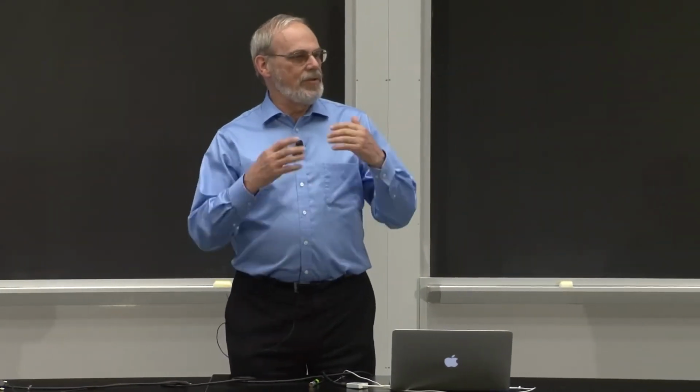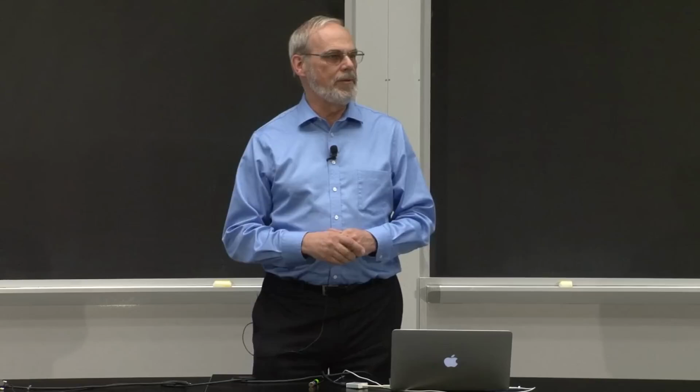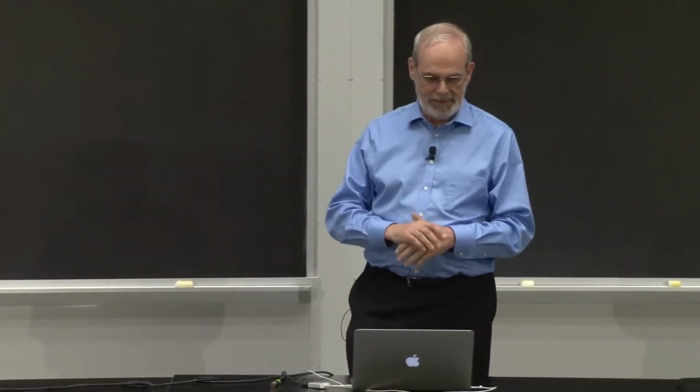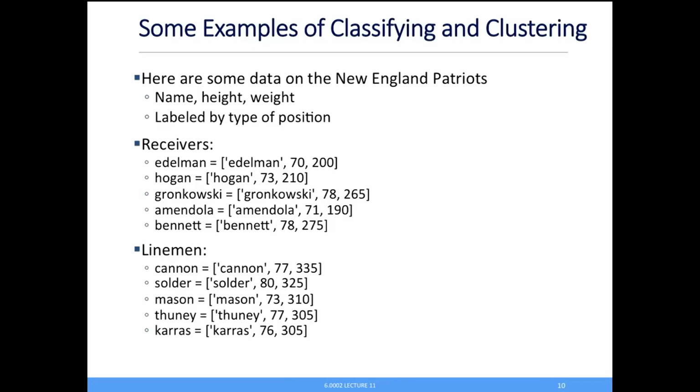What I'm going to do is show you basically the intuitions behind doing this learning. And I'm going to start with my New England Patriots example. So here are some data points about current Patriots players. I've got two kinds of positions. I've got receivers and I have linemen. And each one's just labeled by the name, the height in inches, and the weight in pounds. Okay? 5 of each.